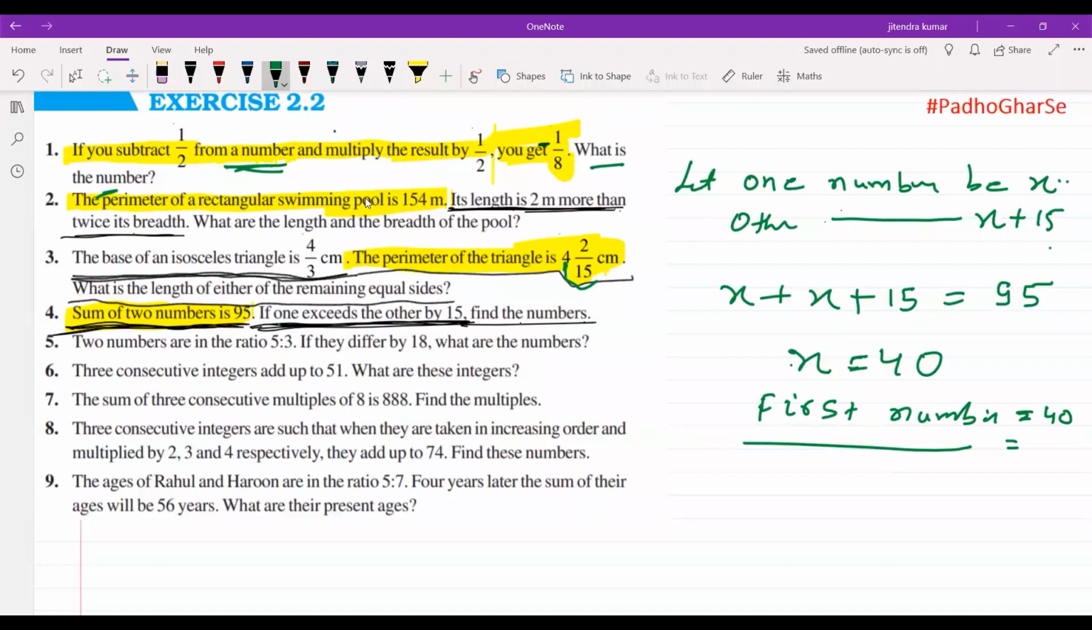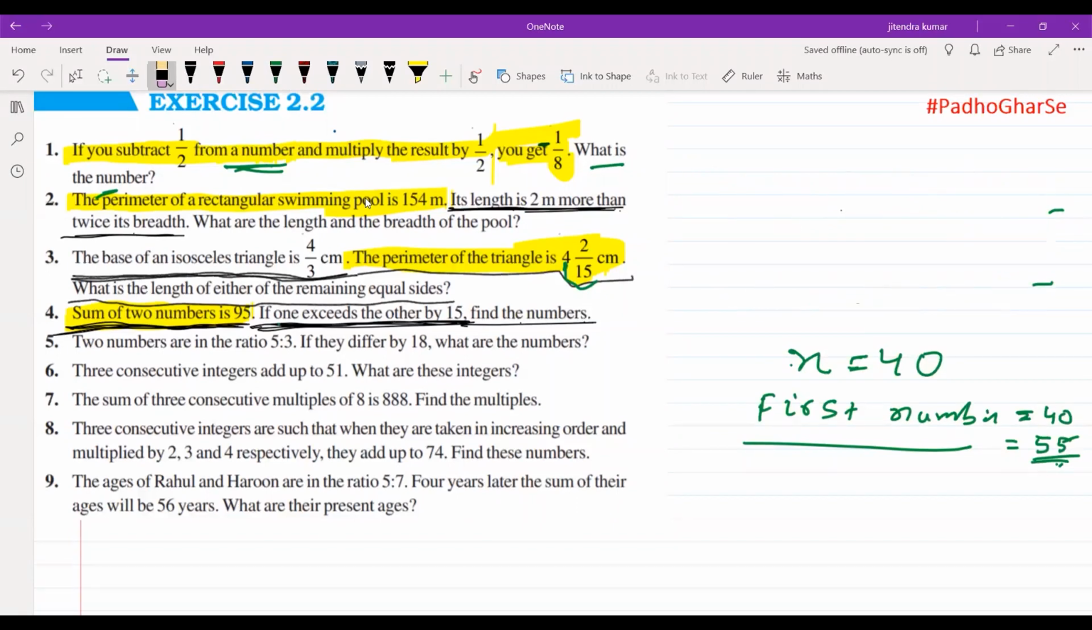Answer. Have you got the second number? 55, right? How have you got the second number? You can either add x plus 15, so 40 plus 15 will give us 55, or you can subtract. So we have completed question number 4 also. Now we will move to question number 5.